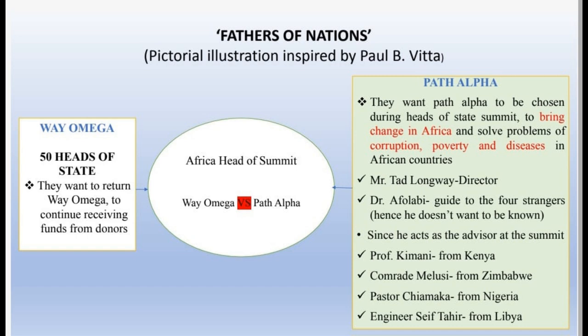In the illustration, Way Omega includes the 50 heads of state. They want to return Way Omega to continue receiving funds from donors. Yes, these are African presidents from different countries in the African continent. In comparison, Path Alpha represents the people who want to be chosen during the head of state summit to bring change in Africa and solve problems of corruption, poverty, and diseases in African countries.